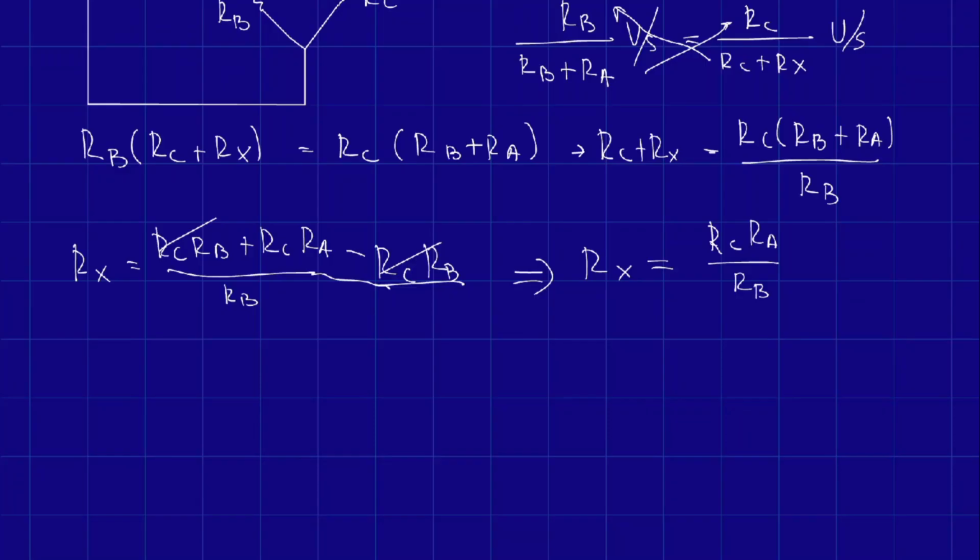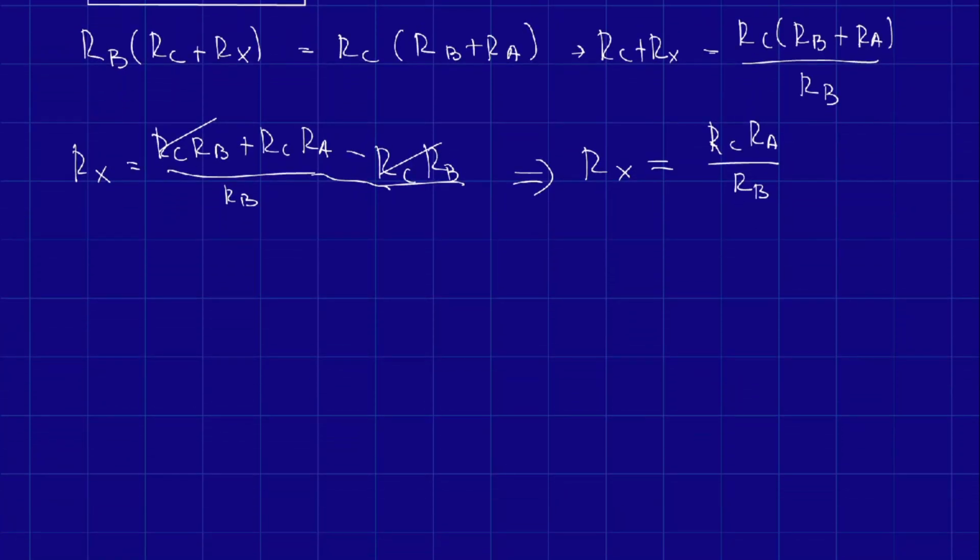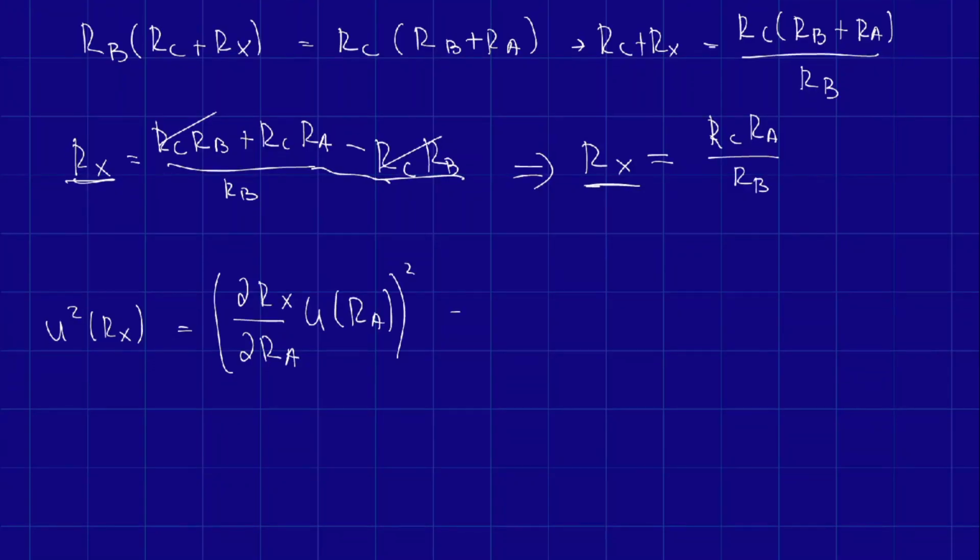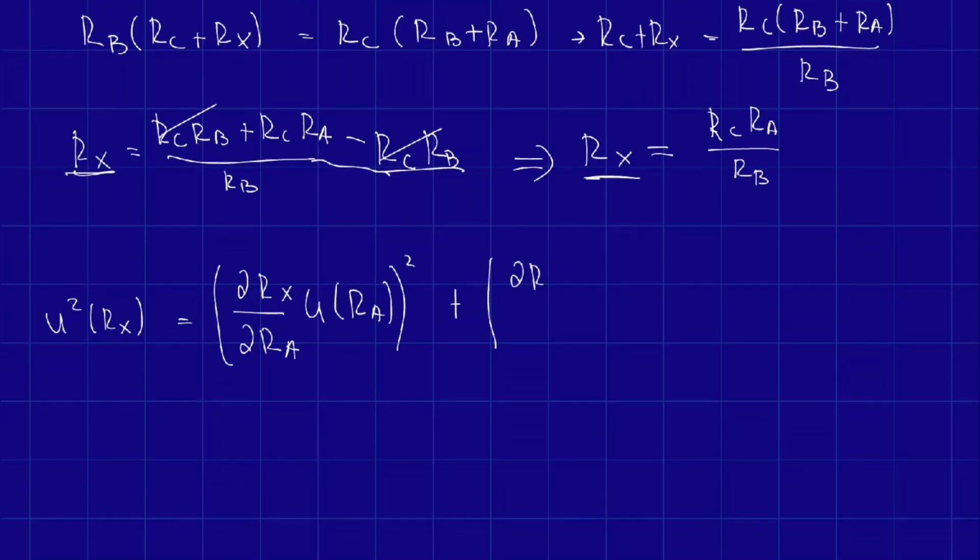So we're going to use a formula for propagation of uncertainties, and it looks like this. Since we want to find the absolute uncertainty of Rx, we write U Rx, the absolute uncertainty, equals the partial derivative of this expression right here with respect to Ra, multiplied by the absolute uncertainty of Ra, plus, and we do the same thing for Rb, and the same thing for Rc.